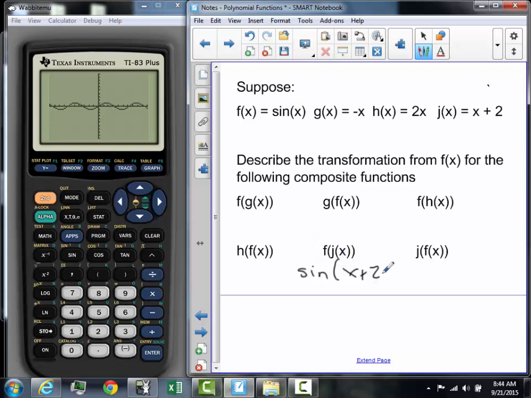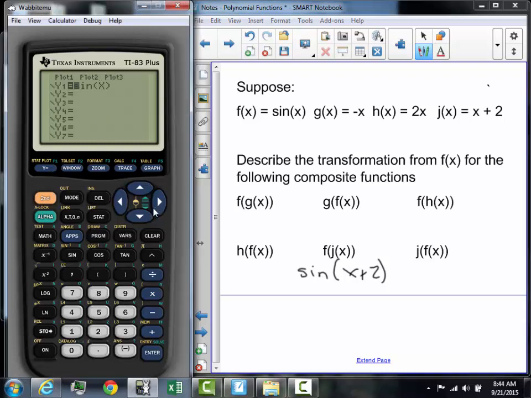Good. But I'm going to make sure I'm very clear: the x plus 2 is inside the brackets. We talked about this for sure, like the day I was still here. What does a plus 2 inside a function do? Does it move it left or right? Good. It moves it left. And let's just test that then.